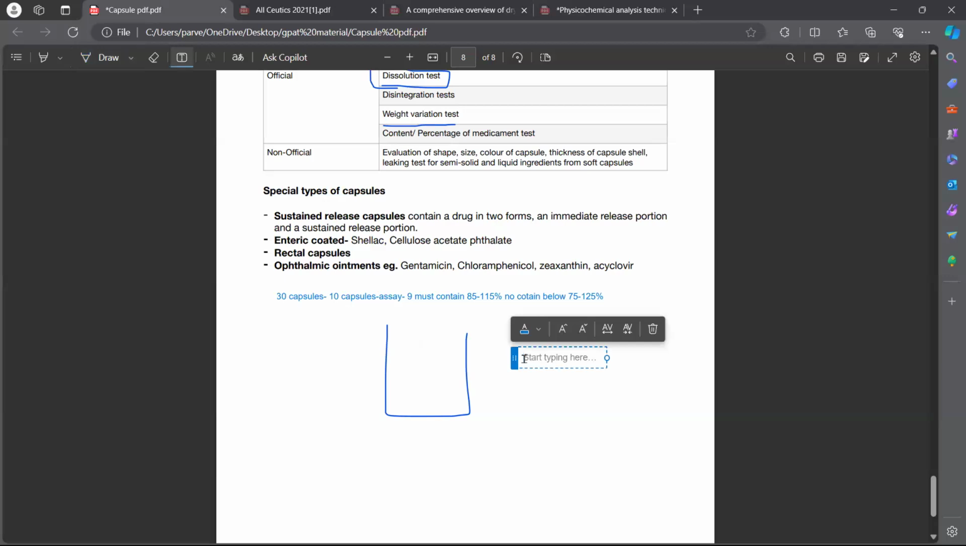So for the weight variation, if the contents are less than 300 mg, then the weight variation value is 10%. If it is greater than 300 mg, then it is plus or minus 7.5%.